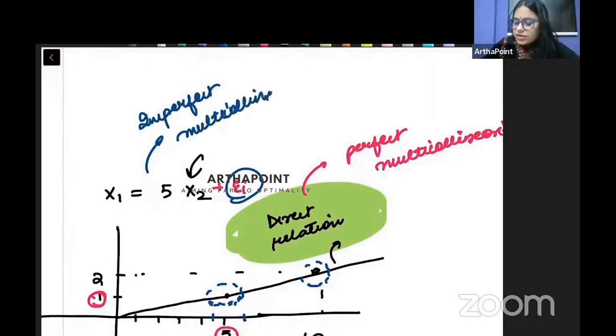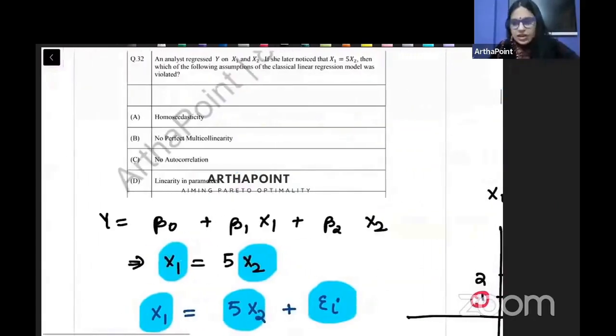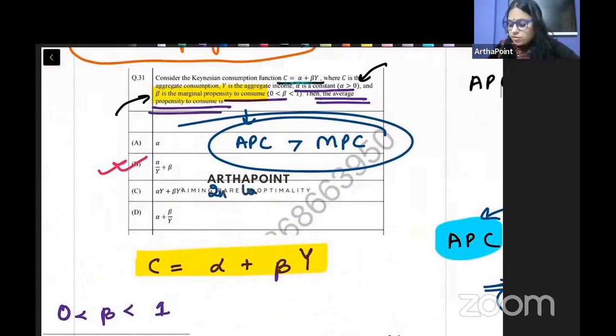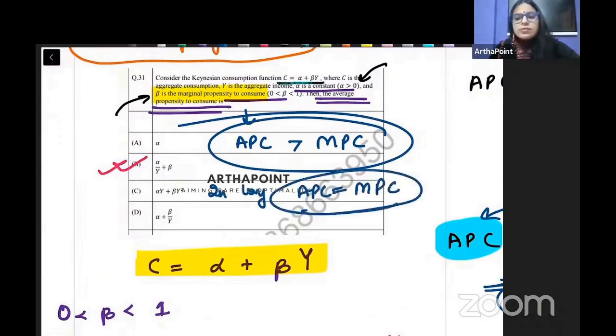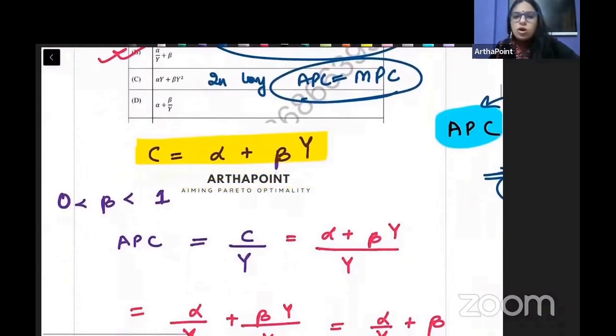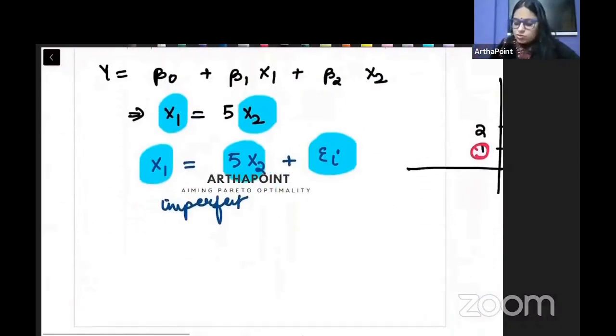Imperfect multicollinearity. Right, beta? Now there is one more thing we need to understand here. Let me just go back to this question for a while. You are right that in the long run, APC and MPC will become equal to each other. Correct, beta. That's the correct answer. APC and MPC will become equal to each other in the long run. Correct. Okay. Now, just come back to this question.